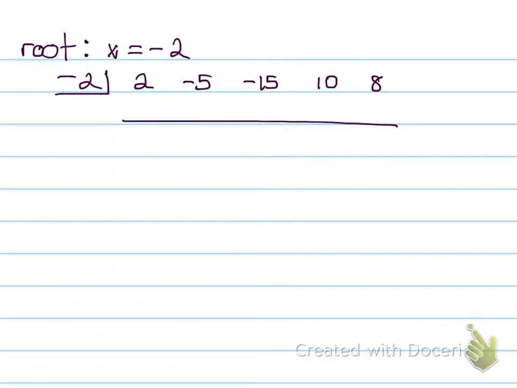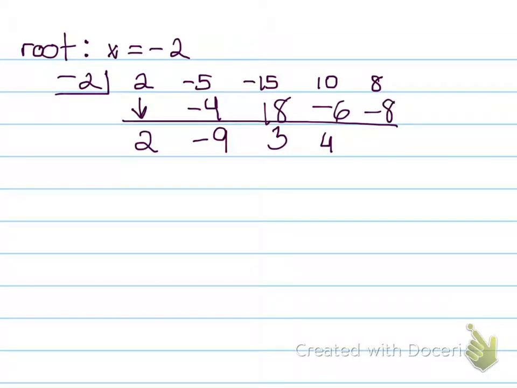And remember, synthetic division, you multiply, then add straight down. Multiply, then add straight down. To begin, I'll bring down my first number. I'm going to multiply 2 times my root, which is -2, and that gives me -4. Add straight down to get -9. Then I'm going to multiply -9 times -2. That gives me +18. Add straight down to get 3. And then 3 times -2 gives me -6. Add straight down, that gives me 4. Multiply that 4 times -2 gives me -8. Add straight down, that gives me 0.